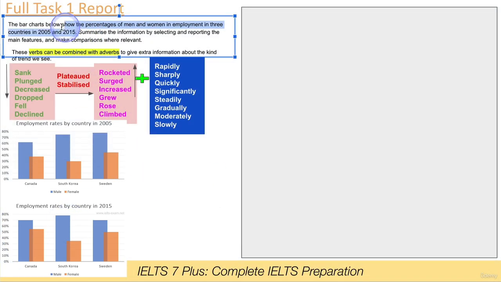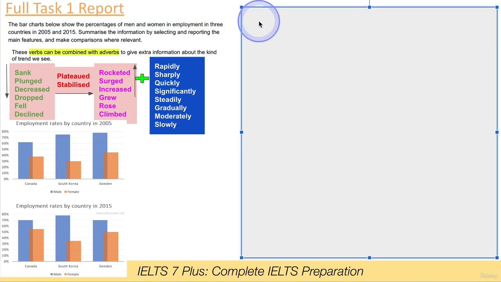So how do we start then? Well, the first thing we need to do, a really important skill in IELTS, is to paraphrase this sentence here. That's how we always start Task 1 and in fact Task 2. So the bar charts below show the percentages of men and women in employment in 3 countries in 2005 and 2015. Right, so we don't have to paraphrase every single word because we don't want to lose the meaning, but we can paraphrase as much as we can.